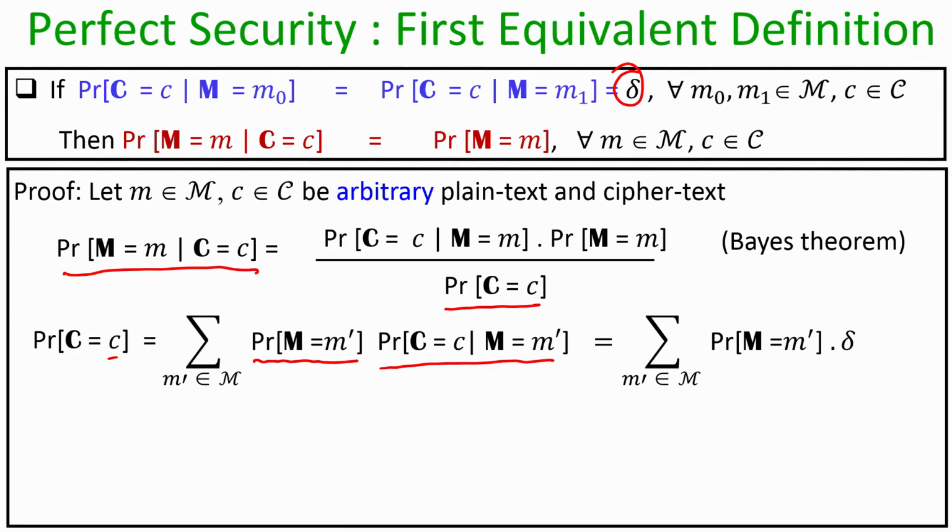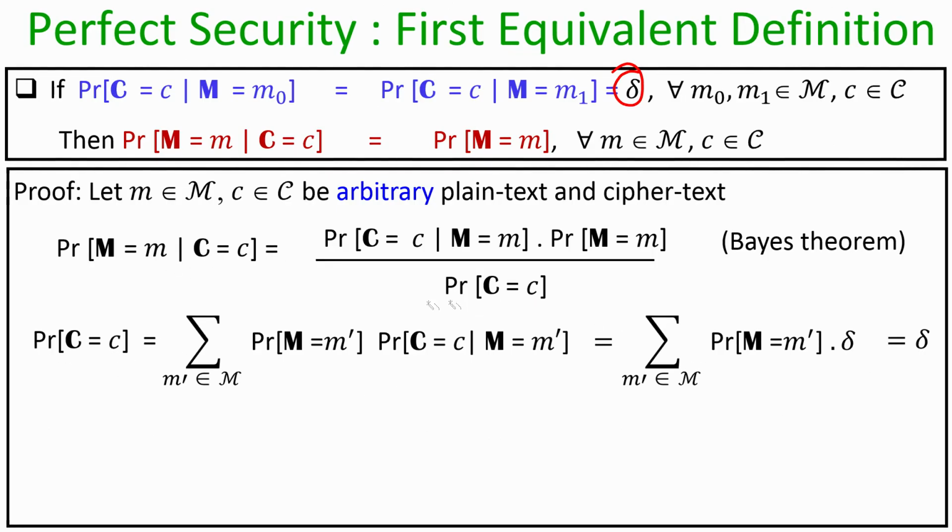Now, as per our hypothesis, we know that the conditional probability that the ciphertext is little c given the plain text is m dash is the same for all m dash, namely it is delta, because that is the assumption that we are making. We are assuming that our encryption process satisfies the alternate condition. So, for every m dash I can replace the second term in the summation by delta, and I get a simplified form. I can take delta common, and I will be left with the summation of probabilities over the plain text space that the plain text is little m dash. As per the rules of probability, if I sum up all those probabilities I will get 1. So, the probability that the ciphertext is little c is nothing but delta.